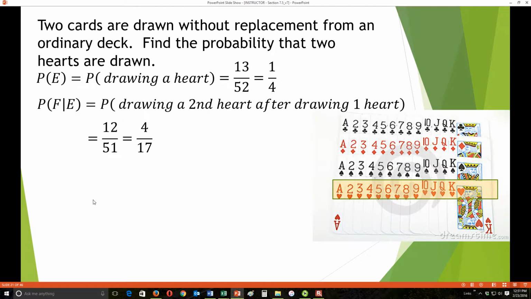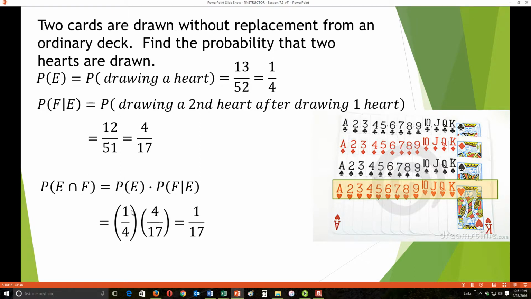That's my intersection formula. The probability of doing E and F together, in other words, drawing a heart and drawing a second heart, is P of E times P of F given E. So this is 1/4 times 4/17, which is 1/17.